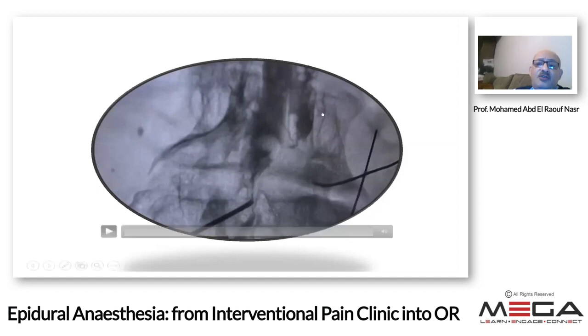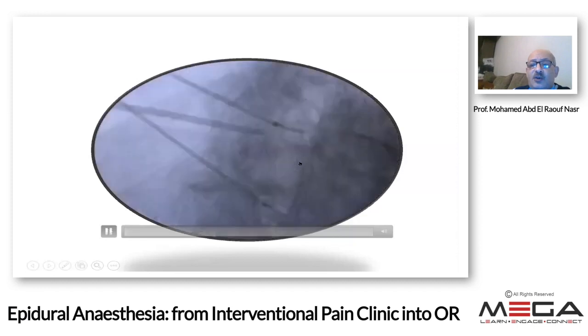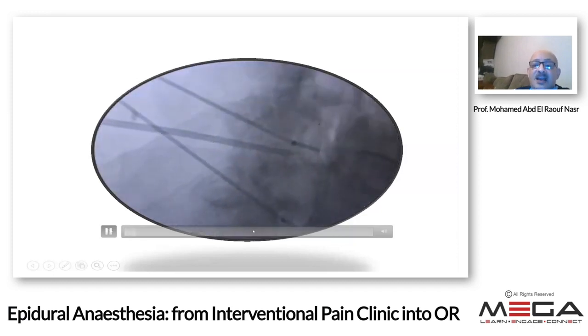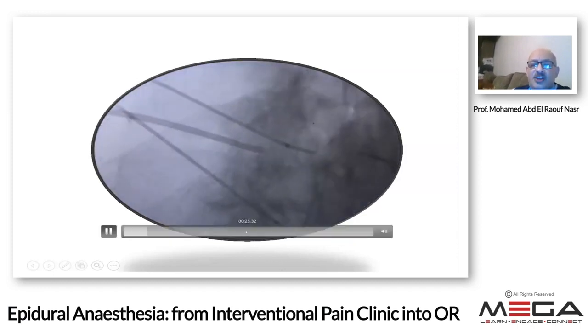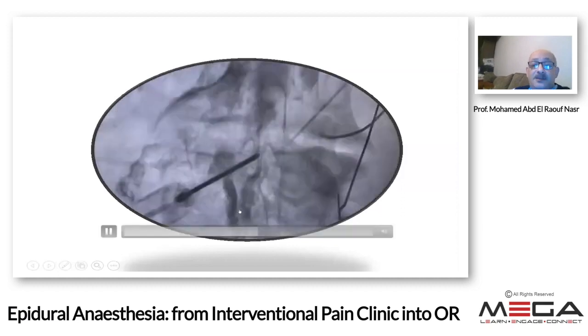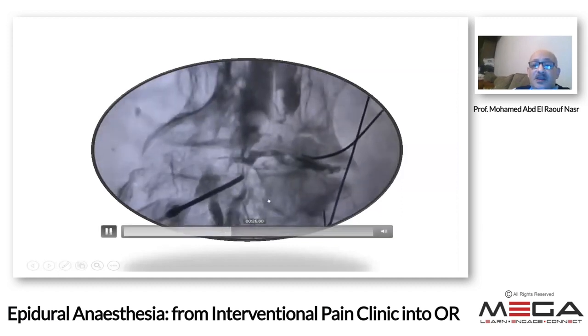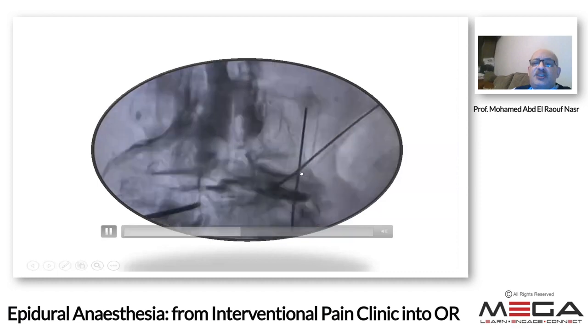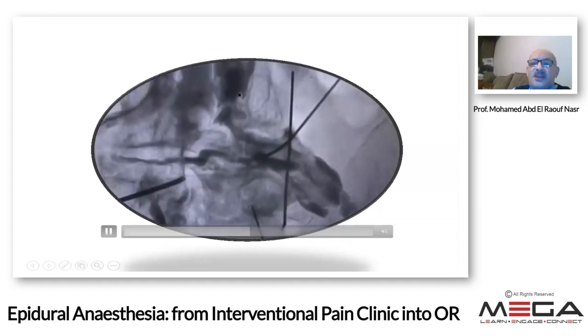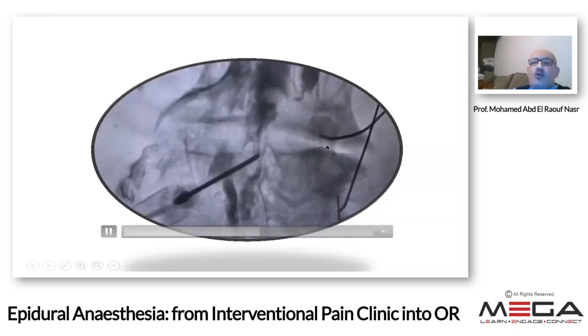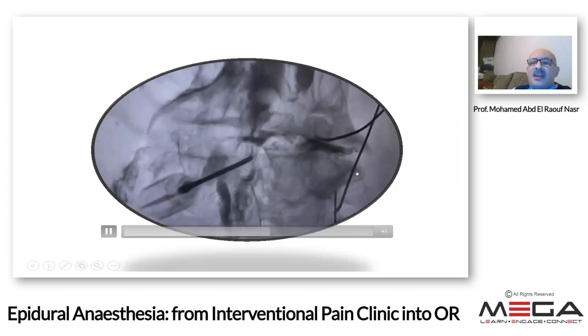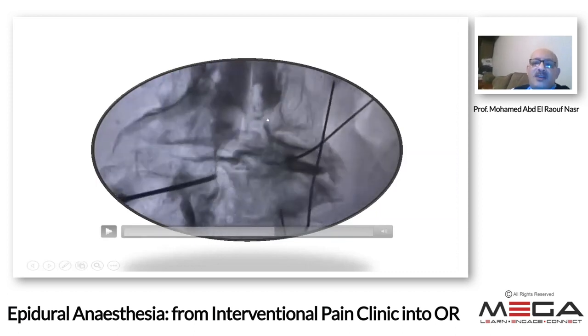If you look into the AP view, this nerve root is missing the dye, so we try to cover this nerve root by transforaminal injection of local anesthetics. During transforaminal injection of local anesthetic, the needle is a little bit anterior, so it's an intradiscal spread, but now we can cover the area that does not receive dye.